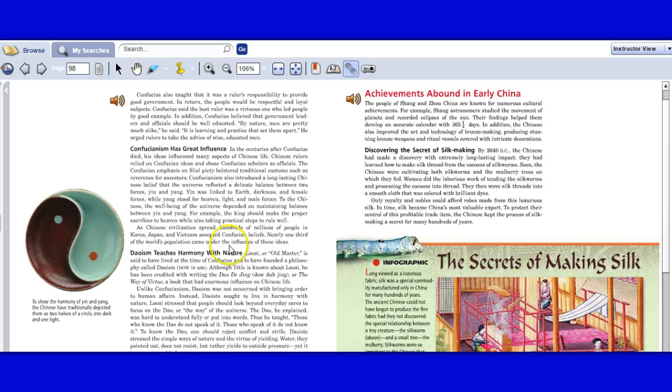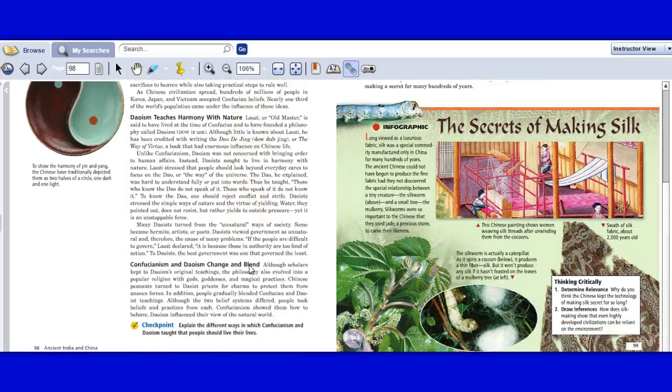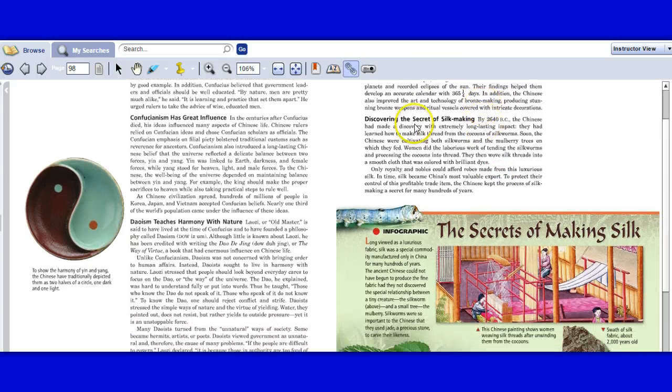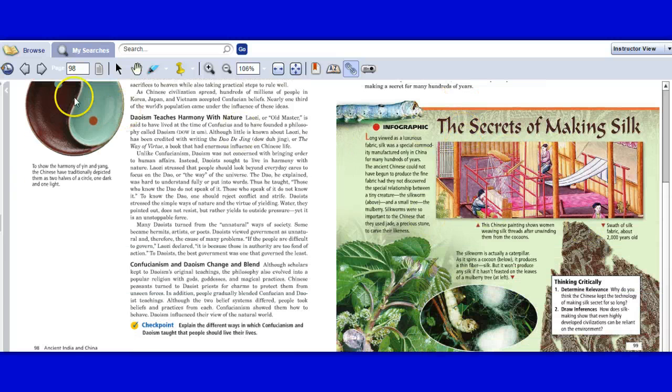The next thing that happens is Taoism. We're going to talk about harmony and nature. There's a good video on Taoism this week, so check it out. We're also going to try it out Tuesday for Taoism. Achievements abound in early China. Discovering the secret of the silk making and the silkworm. Here's an interesting graphic for that.